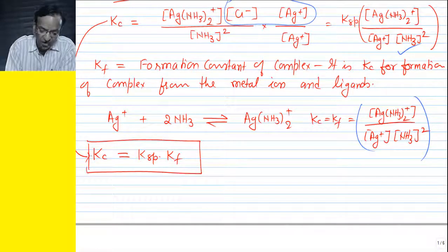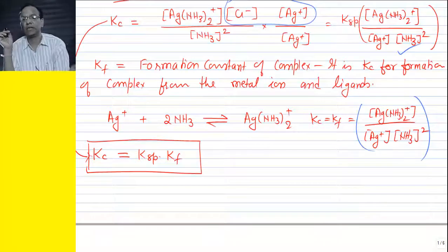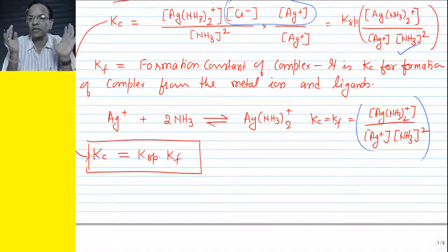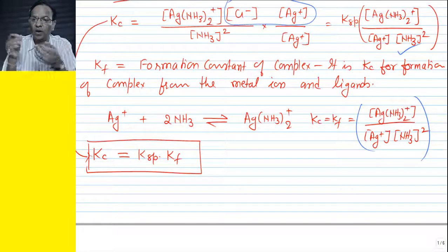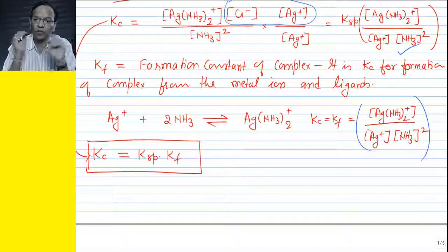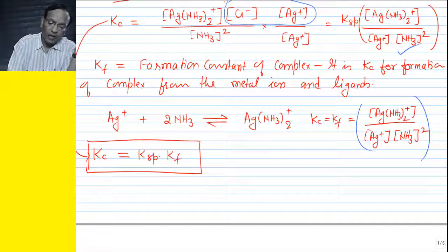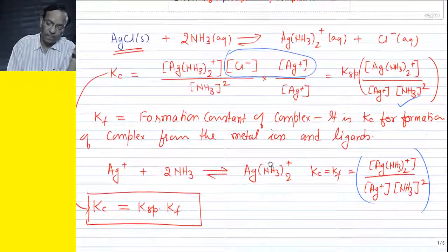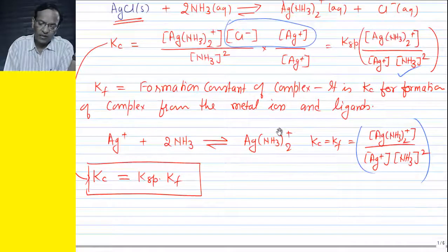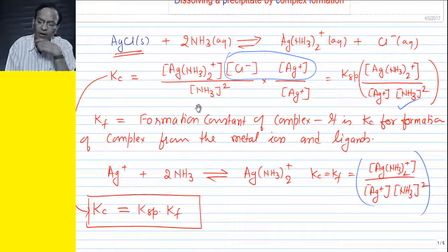But an important point here I want to make is that this expression for Kc must be derived every time. It should not be taken for granted that it is always Ksp into Kf. It could be different depending upon the salt and the complex formed from the salt. So it must be derived for every salt. Now Ksp and Kf are given. If Ksp and Kf are given, Kc can be known. Once Kc is known, this expression can be solved like simple chemical equilibrium.